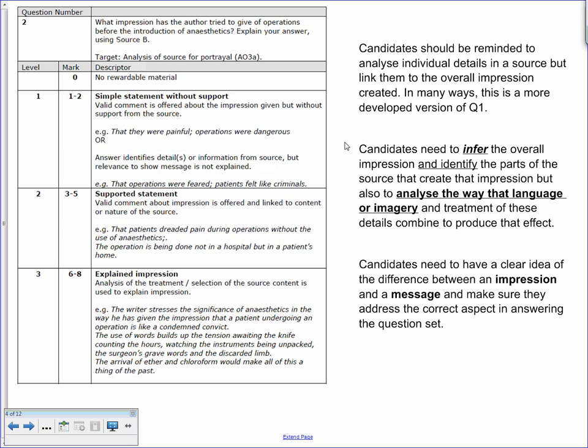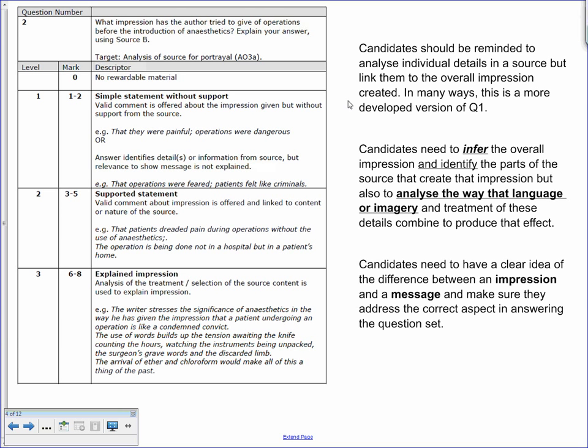If we have a look at the examiner comments previously, it gives us an idea of what we should be doing. Candidates should be reminded to analyse individual details of the source and link them to the overall impression created. Candidates need to infer the overall impression. What is it saying about the operation? And then identify the parts of the source that apply that, but say how it does that.